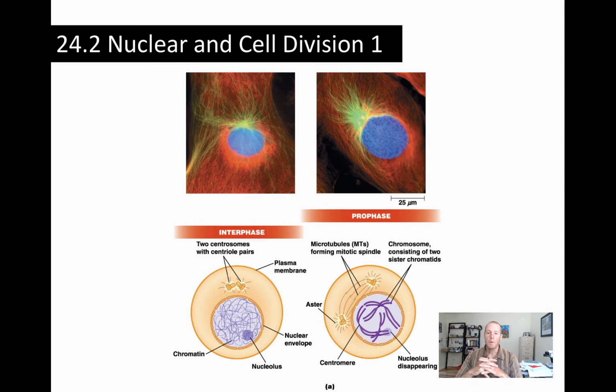So mitosis is divided into 5 stages. Those stages are based on the changing appearance of the cell and the behavior of the chromosomes. So we have prophase, prometaphase, metaphase, anaphase, and telophase. Now notice that cytokinesis is not one of those 5. Cytokinesis is its own set of processes over here.